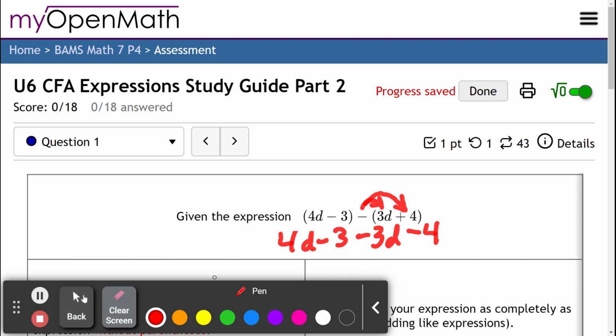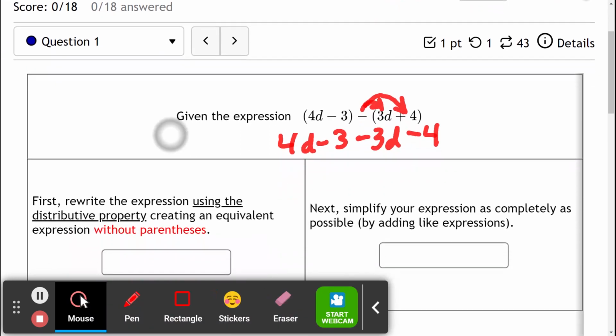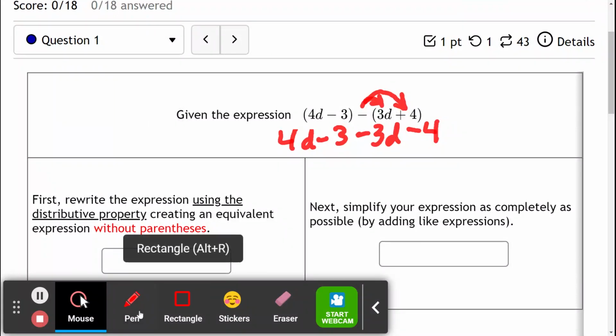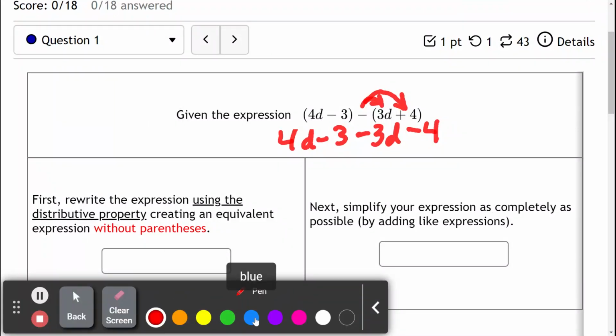And now what we have to do is combine our like terms. So what that means is we would combine 4D and minus 3D, and that would be 1D. Okay, and then what we have is negative 3 minus 4. And negative 3 minus 4 is negative 7.